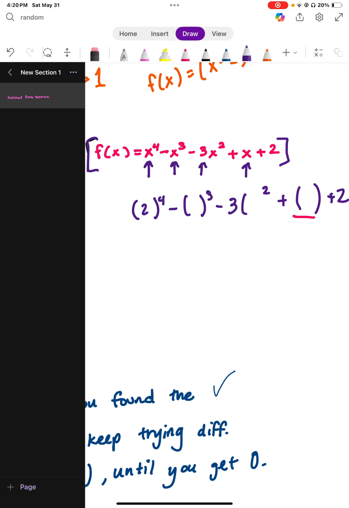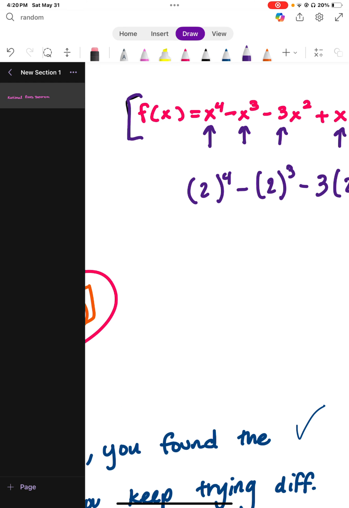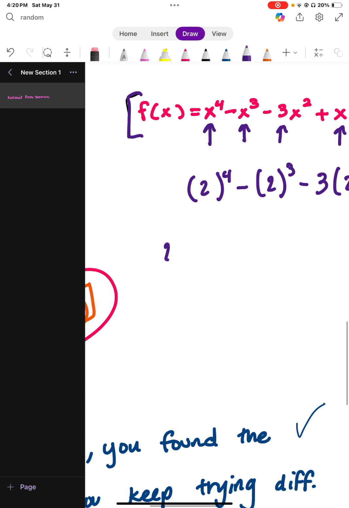Let's put 2. So 2 to the 4th power is much harder than 1 to the 4th power. You can just think about it like this: this is going to be 4, this is going to be 4, and 4 times 4 is 16. You can imagine if a root is 8 or 7, it might be more difficult to think of.